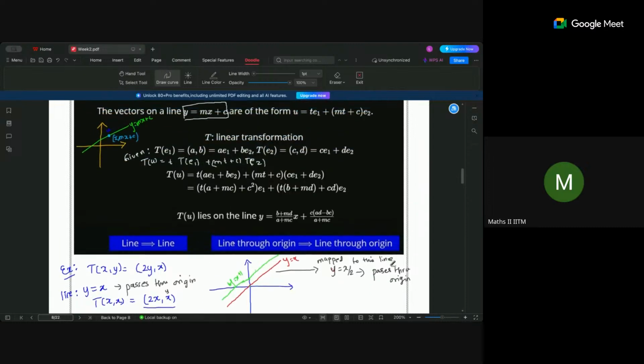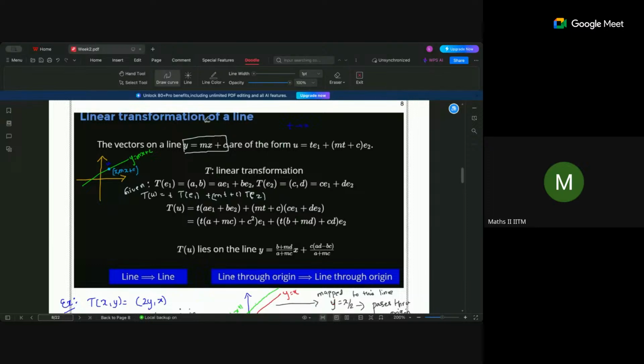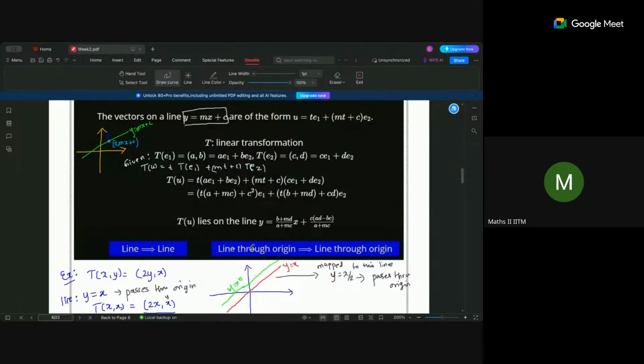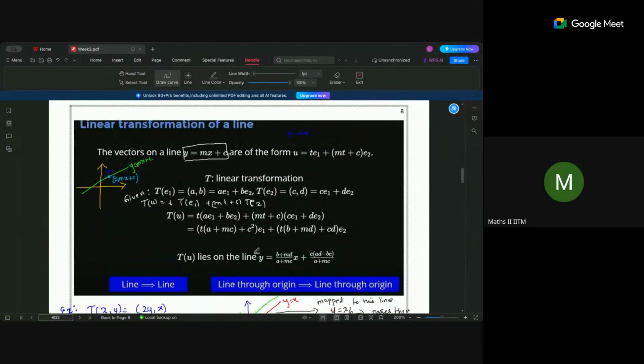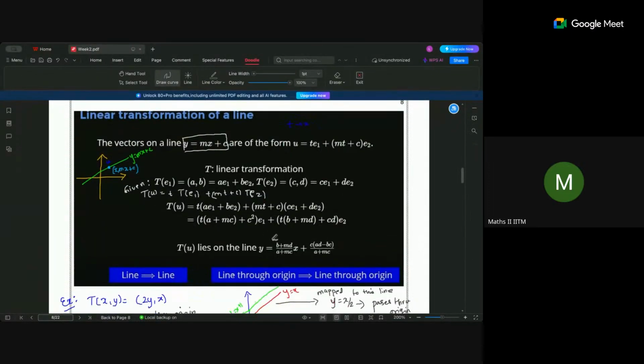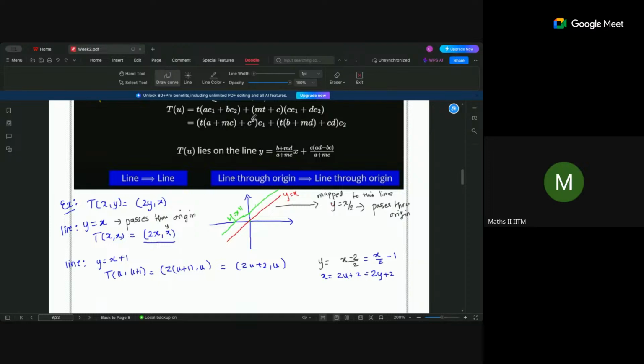So what is the takeaway here? What is the image of a line under a linear transformation? A line will always go to a line, but specifically if you are looking at a line which passes through the origin, then its image will also pass through the origin. This is the main thing you have to see here. Do you understand what is going on here? The calculations are not important, just the main concept is important. You can check the multiplication and see how we got this value, but this is the concept here. Clear, right? Okay, yes, fine.